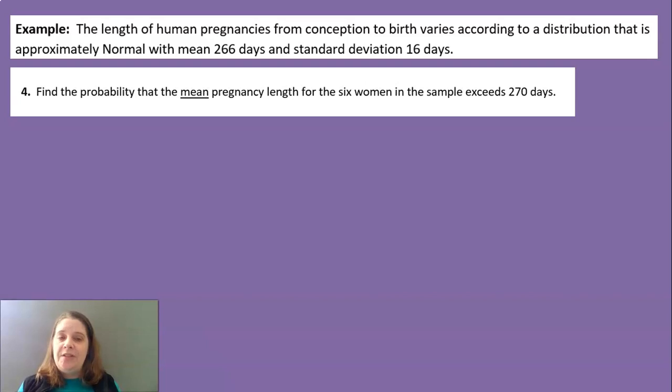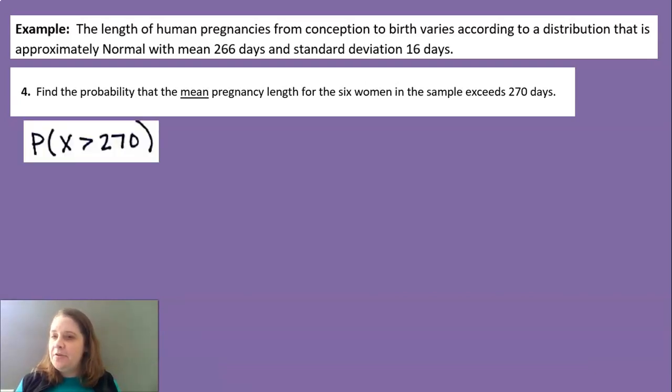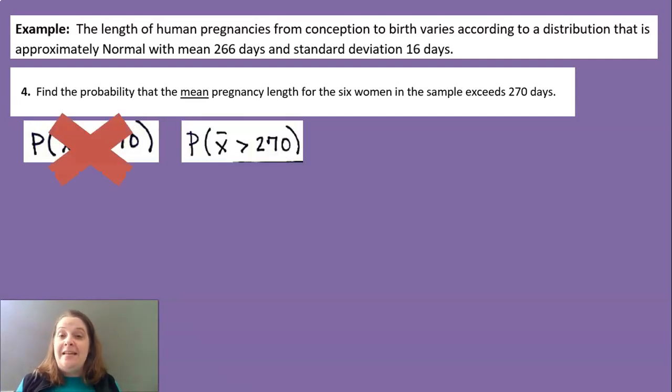All right, so find the probability that the mean pregnancy length for 6 women in the sample exceeds 270 days. Now, on first glance, this sounds like that other question, right? What's the probability X is greater than 270? But it's not one X. It's the mean of the sample of 6. So we're not talking about an X being greater than 270. We're talking about an X bar being greater than 270.